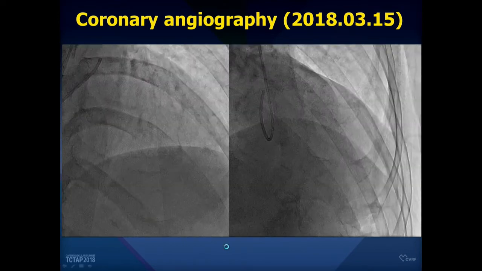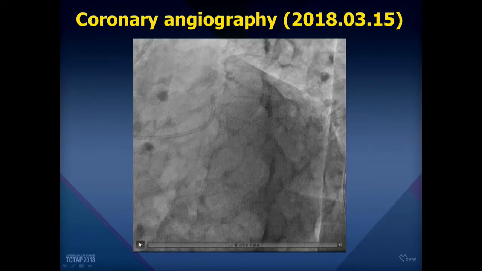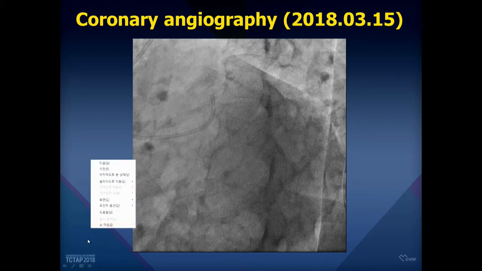Yeah. Back? Oh, it doesn't work. Doesn't work. Oh no, the previous one is important. Could you show the previous angio images on the screen?